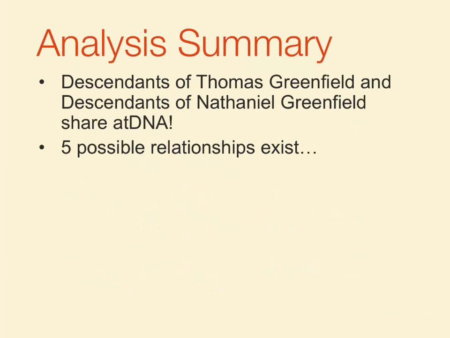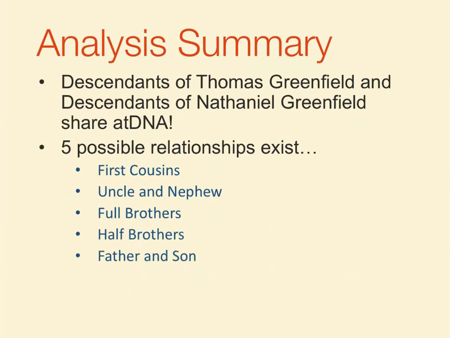In his analysis, he determined that five possible relationships could exist between Nathaniel and Thomas. They could be first cousins, uncle and nephew, full brothers, half-brothers, or father and son. After doing additional analysis with the DNA and looking at the various ways that the DNA matches were indicating how closely or distantly these people were related to each other, he concluded that Nathaniel was Thomas's son.